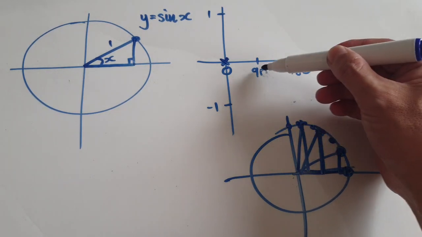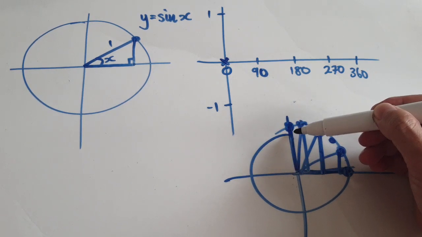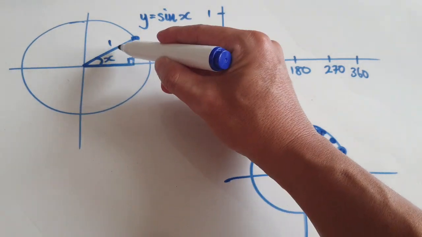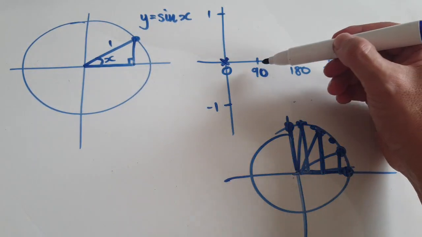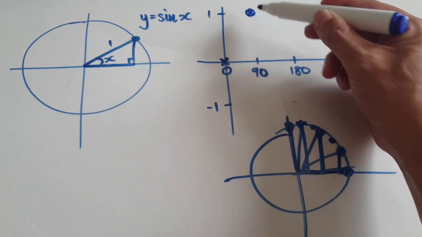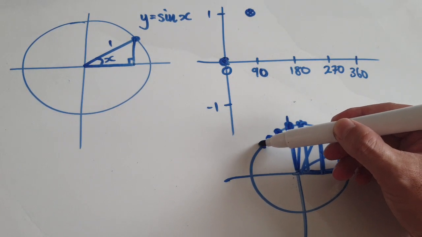And then as it moves around, when it gets to 90 degrees, what is the height? The height would be 1, because our circle is of radius 1. So the highest point will be 1. So when it's at 90 degrees, the height will be 1. So it must pass through here, and here. So the dot moves around like this.